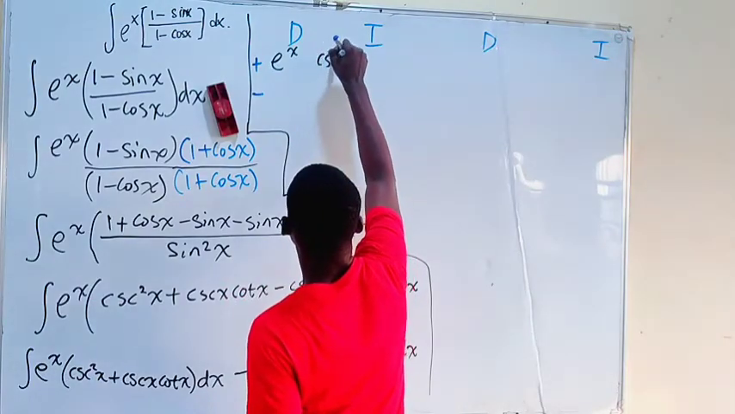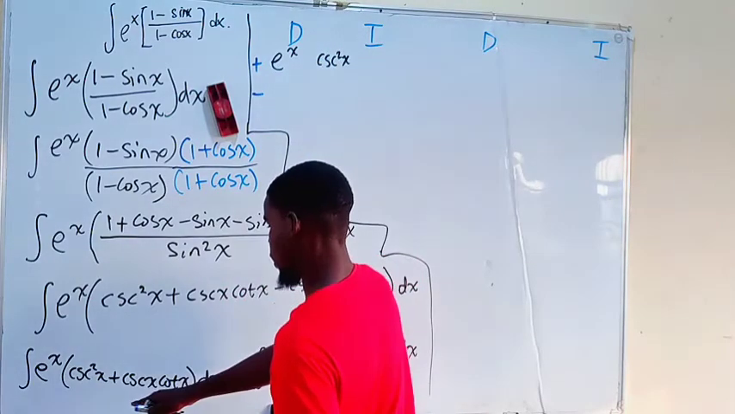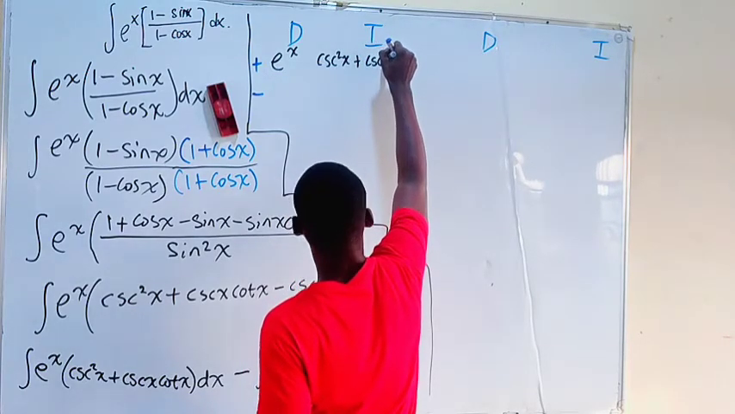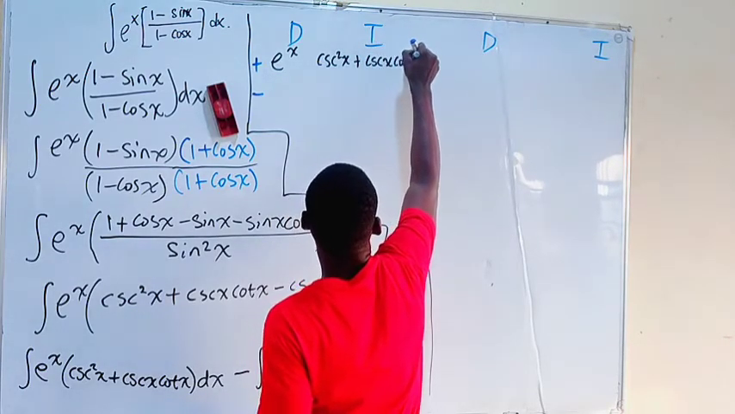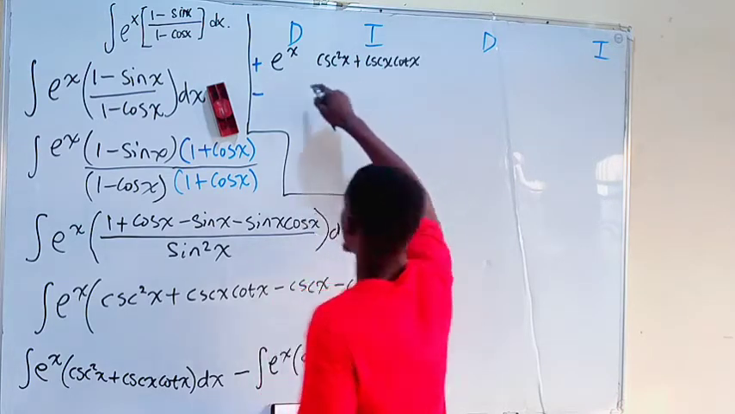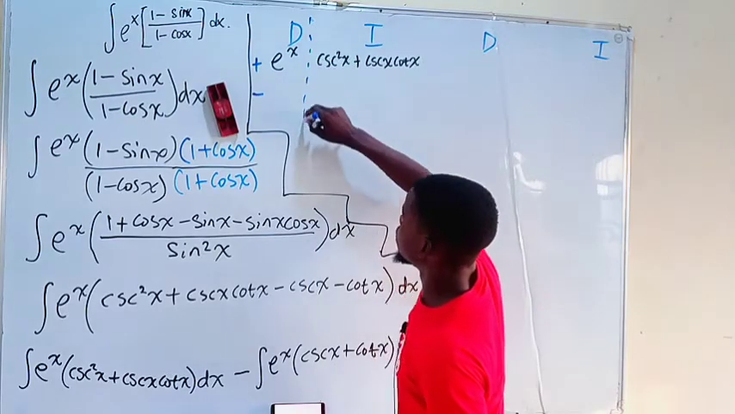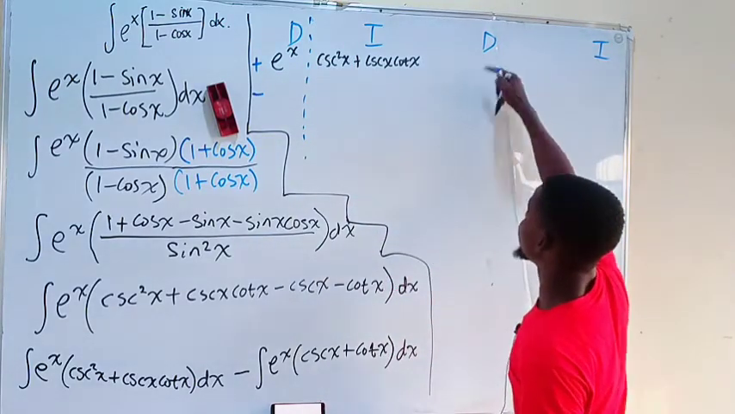Cosecant squared x, then plus cosecant x, and then cotangent of x. So you want to differentiate this and want to integrate this one. Good. Again, we come over here.